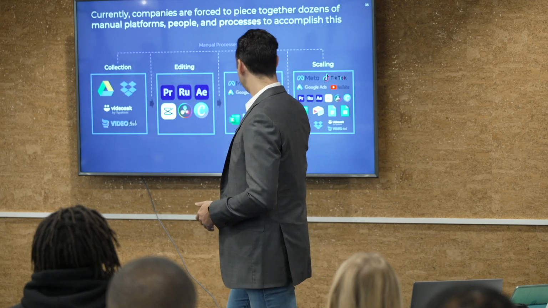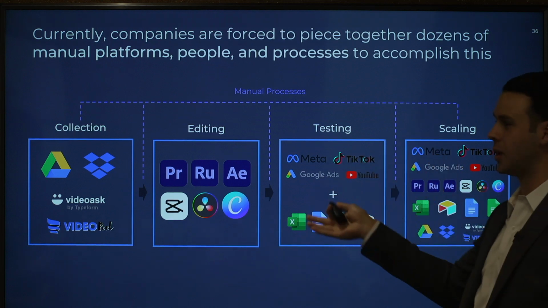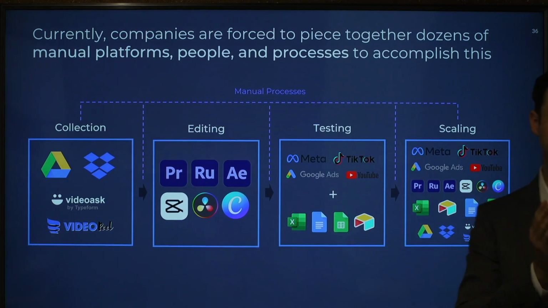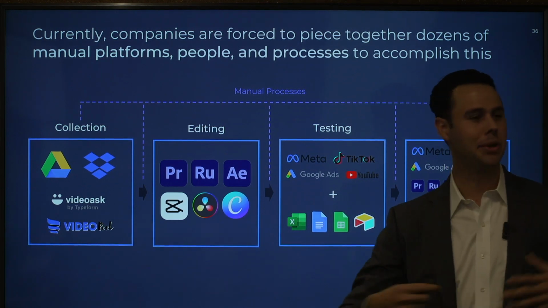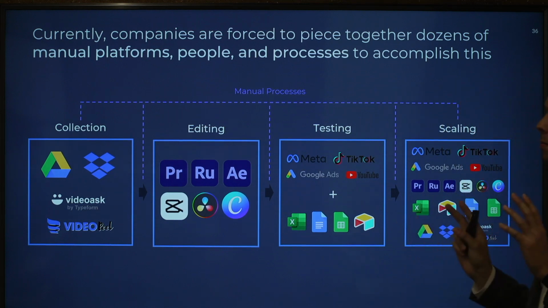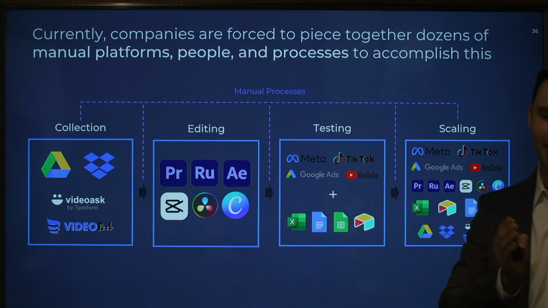So right now, this is kind of what the process would look like if you're creating a video ad. You'd use a platform like Google Drive, Dropbox, or Video Ask to collect testimonials from customers. You'd then edit it in something like Premiere or CapCut. There's a billion editing tools out there, but again, a very manual process. From there, you might test it on Meta, TikTok, LinkedIn, Google, etc. But again, there's no automated way of doing that.